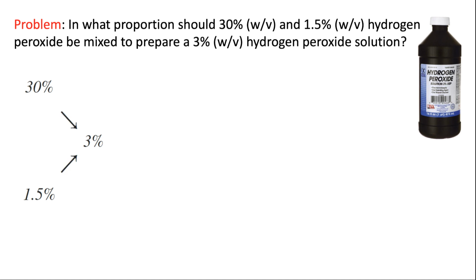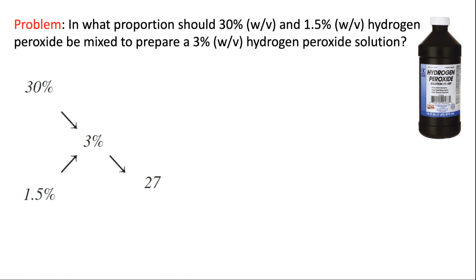So let's finish up our triangle by drawing our arrows. An arrow from 30% down to 3% and an arrow from the 1.5% up to the 3%. Now, we'll start with the high 30% and follow our arrows down. Going down from 30% to 3%, let's cross subtract. The difference between 30 minus 3 is 27. I'll remind you that when you do this cross subtracting, you lose your units. We're now in parts. So 30 minus 3 equals 27 parts, and we follow the arrows down and put it directly across from the 1.5%.